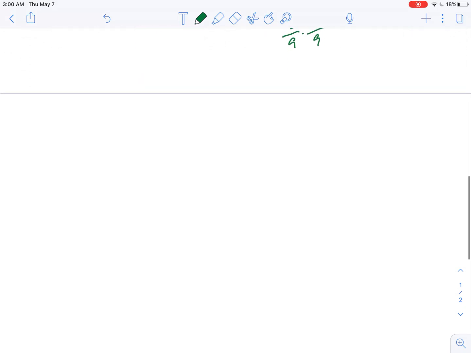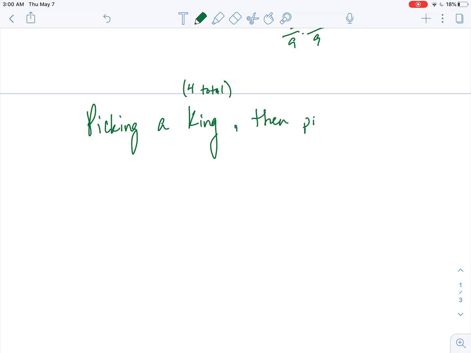And a dependent event would be like picking a king in a deck of cards, any king. There are 4 total kings. Then picking a jack. And there are 4 jacks.